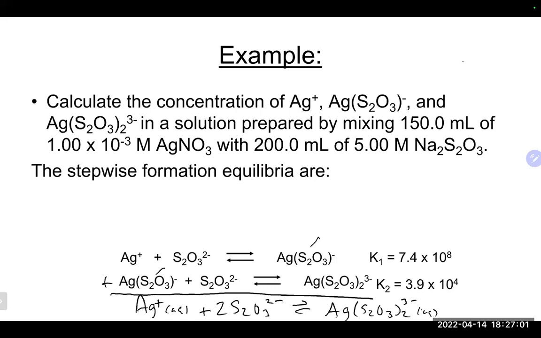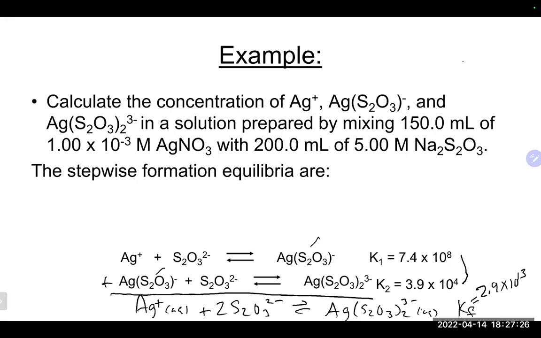Now, if we want the actual Kf for this, we can take each of those and multiply them together. If you do that, I believe you get a Kf for the overall reaction of 2.9 times 10 to the 13. Now, do we need to use that? The answer is maybe not. We don't actually need to use that number, but you could use that number if you wanted to.